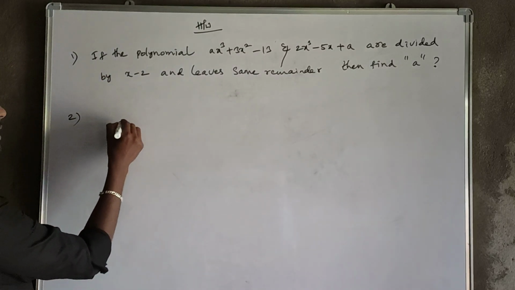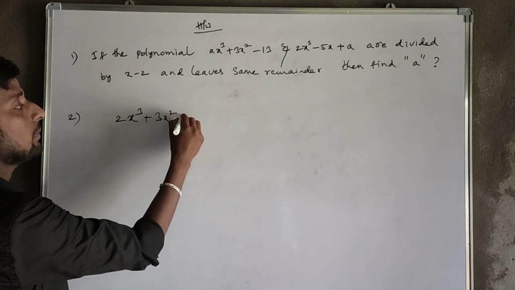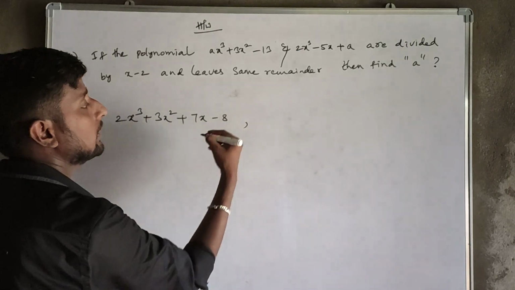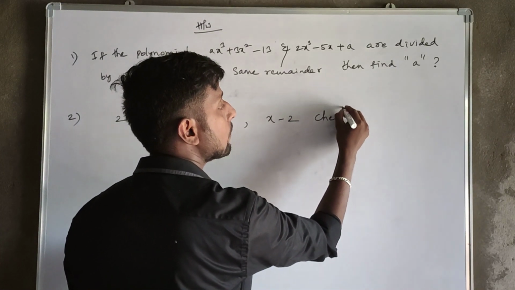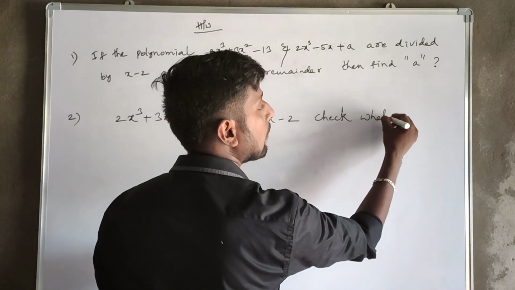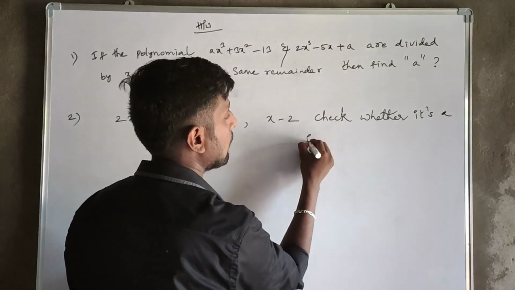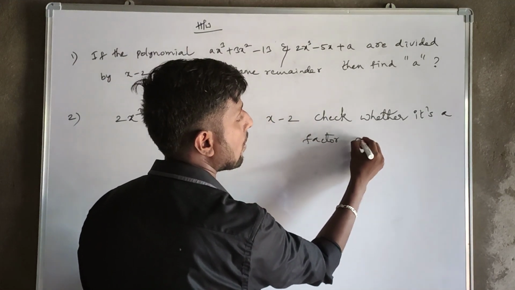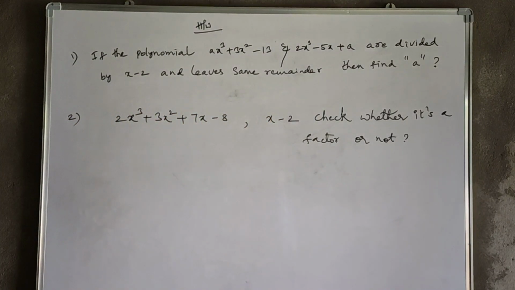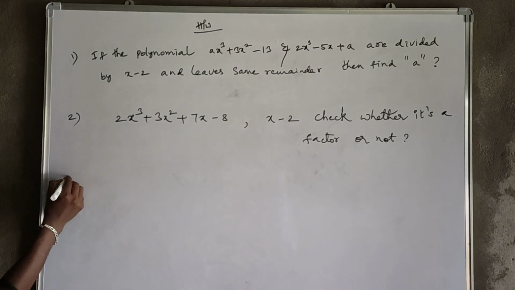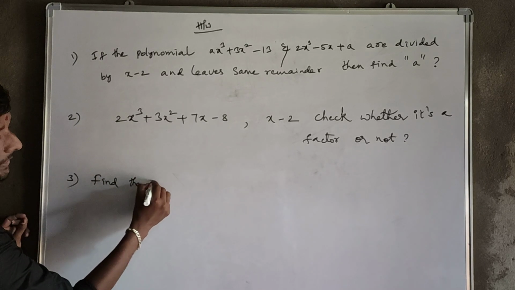Second problem. 2x cube plus 3x square plus 7x minus 8 is divided by x minus 2. Check whether it is a factor or not. Find the remainder.